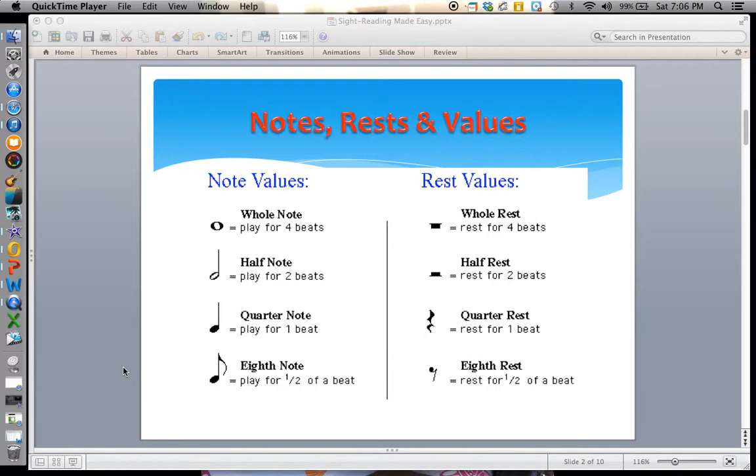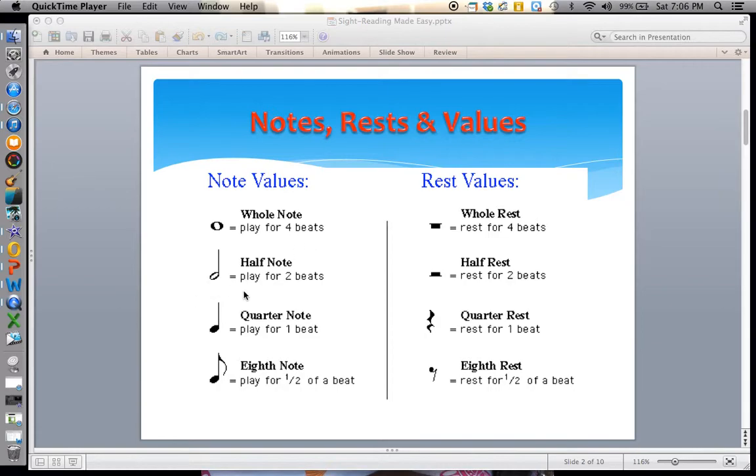The first thing that we need to know about sight reading is how to recognize notes, rests, and values. Notes are extremely important in sight reading, as well as the rest. But today we're just going to focus on the note values. If you look at the first note, we have a whole note. A whole note lasts for a series of 4 beats, or you count up to 4. It has a duration of 4 counts.